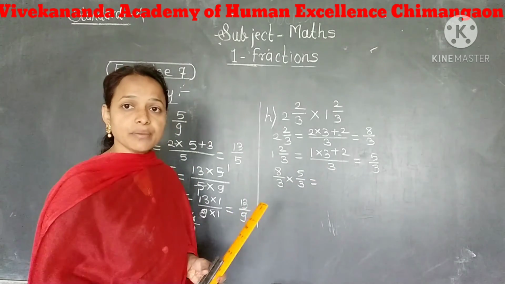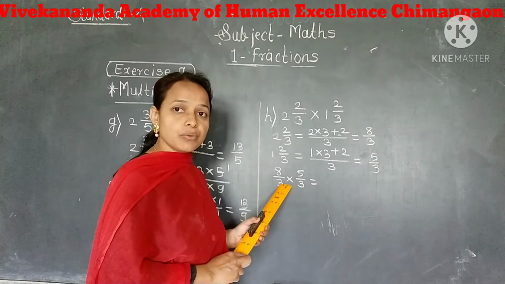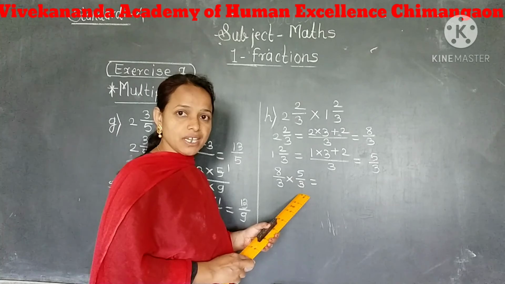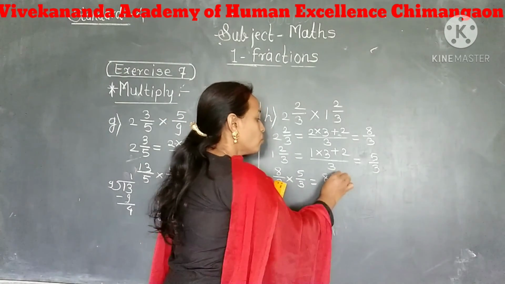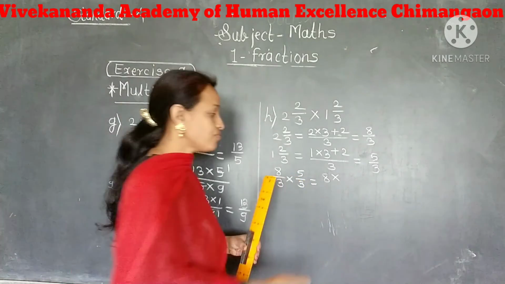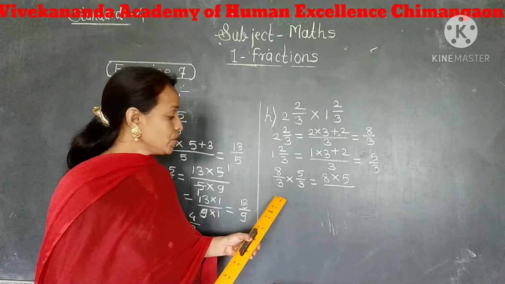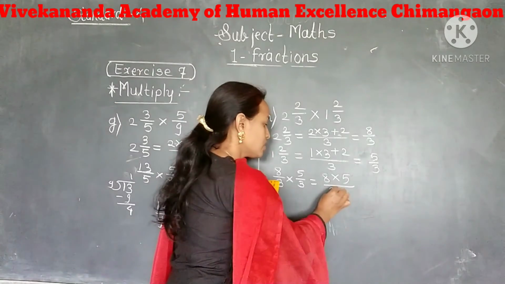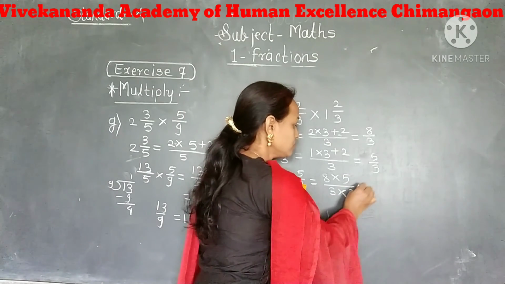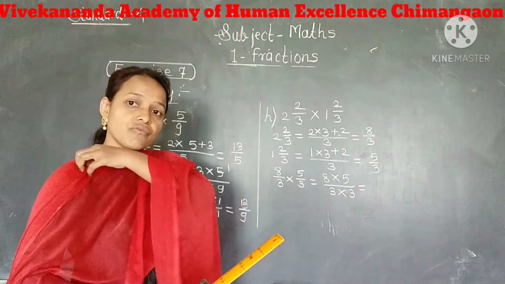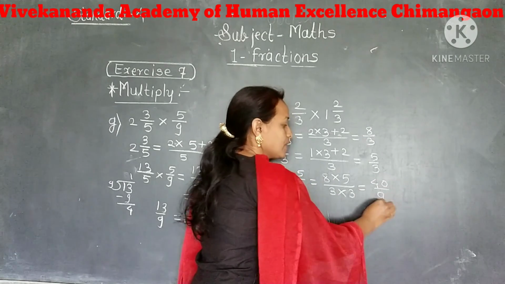Now here to find the product of fractions we have to find the product of their numerators and the product of their denominators. So we multiply the numerator of the first fraction 8 with the numerator of the second fraction 5, upon the denominator of the first fraction 3 multiplied with the denominator of the second fraction 3. 8 5s are 40 and 3 3s are 9.